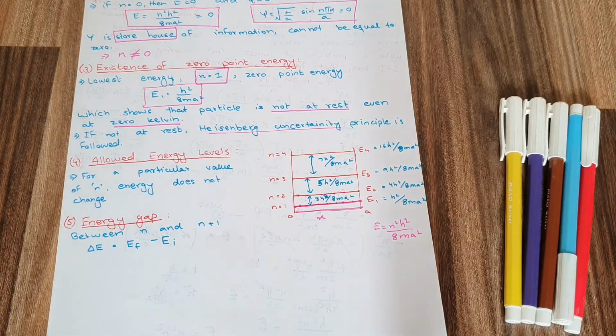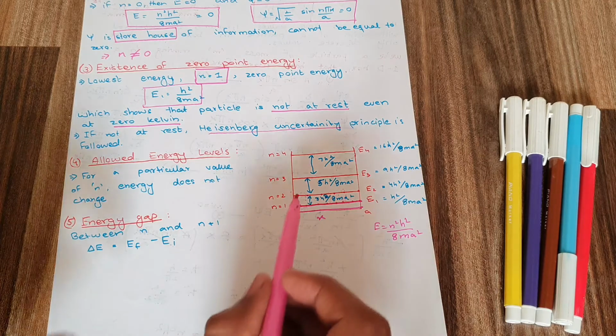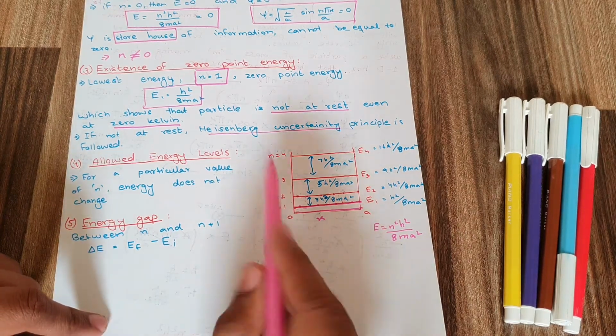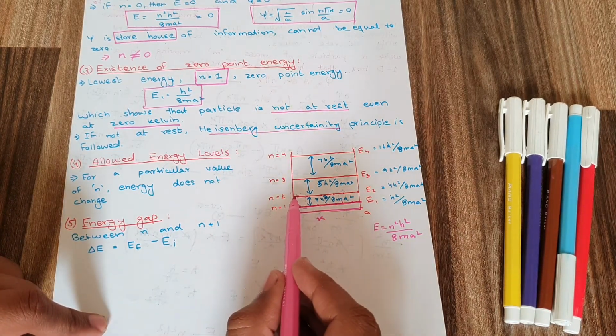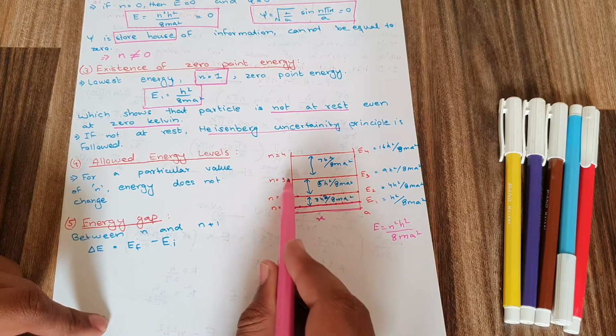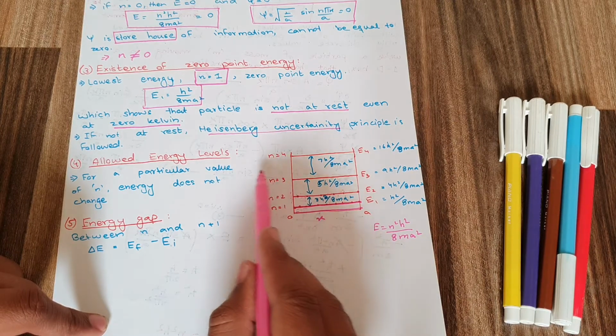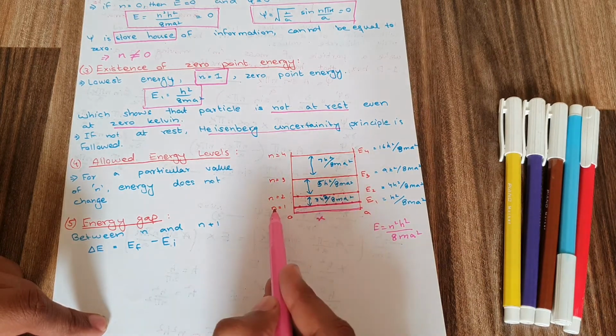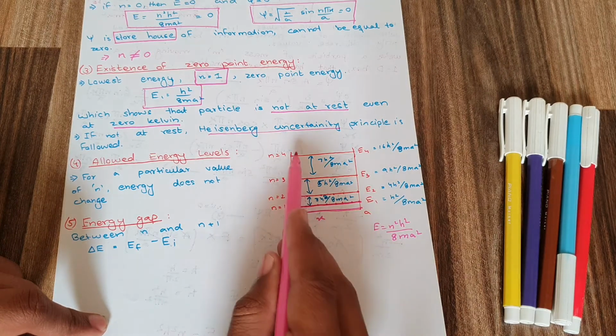So this was the allowed energy level. We have the energy levels of only n is equal to 1, 2, 3, 4 and so on. There is no energy level in between 1 and 2, 2 and 3, or 3 and 4. There is no energy level in between. The only allowed energy levels are n equal to 1, 2, 3, 4 and so on.